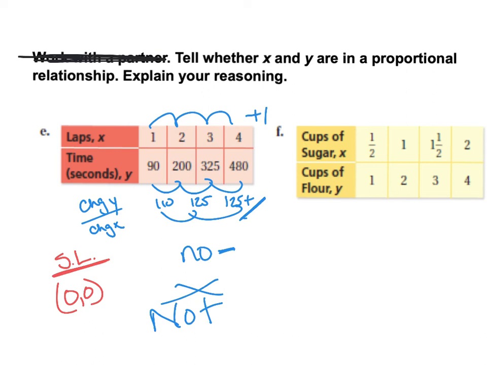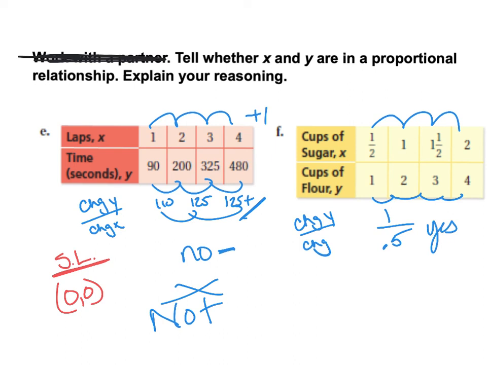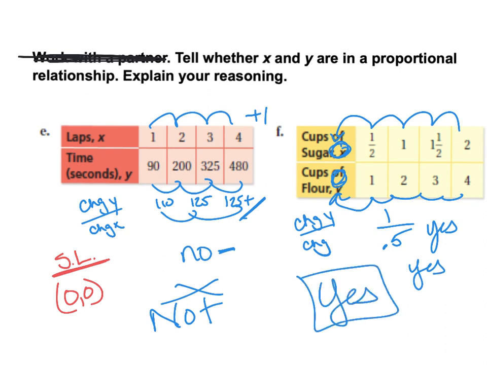So let's take a look at F. Change in y over the change in x. Change in y, we're going up by 1. Change in x, we're going up by half. So yes, it is a straight line. Now, does it go through 0, 0? So we're going to have to make it go to 0, down by half. Make it go down by 1. Yes, it goes through 0, 0. So this is a proportional relationship. You're still looking for whether it's a straight line and if it goes through 0, 0. Straight line, you have to find the slope. 0, 0, you have to make sure that it goes through 0, 0.